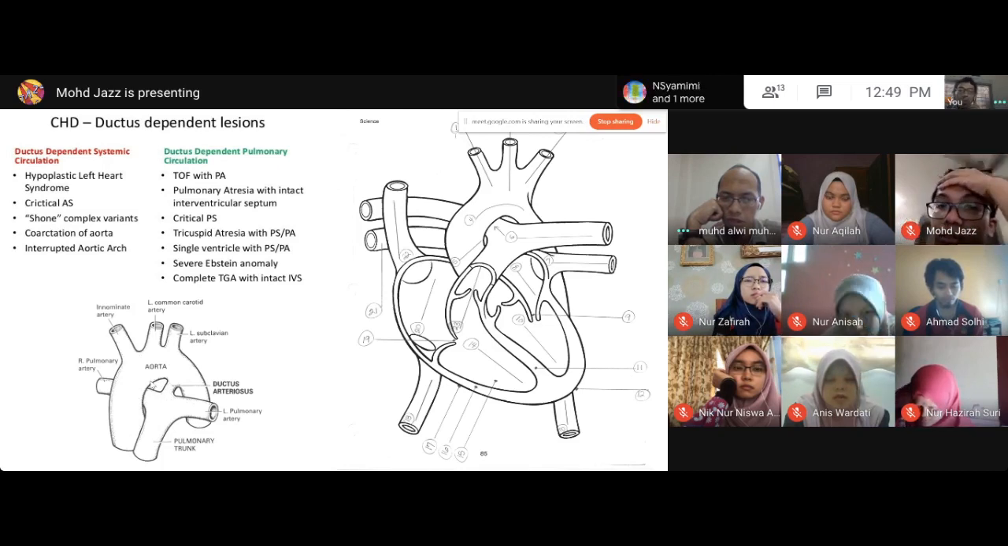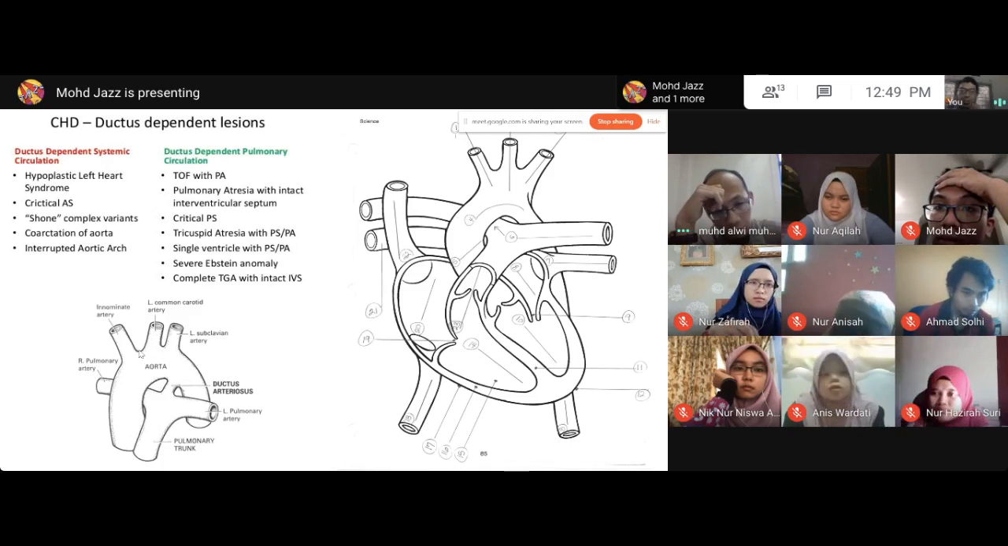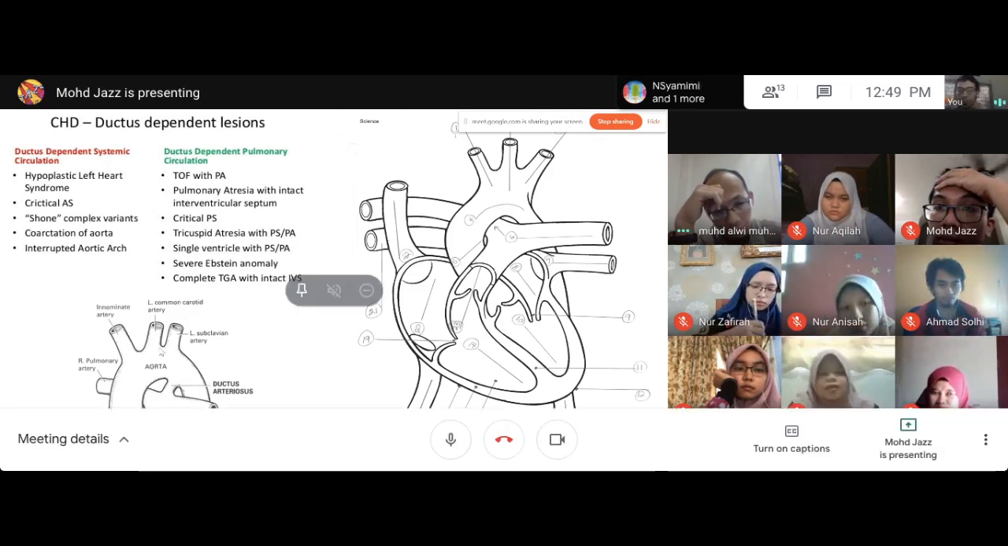So interrupted aortic arch is actually the total interruption of the aortic arch. It has three types, type A, type B, and also type C. If you look at the diagram below, the one that Jazli is pointing the pointer to, we can see the PDA, and then we can see the three trunks at above.